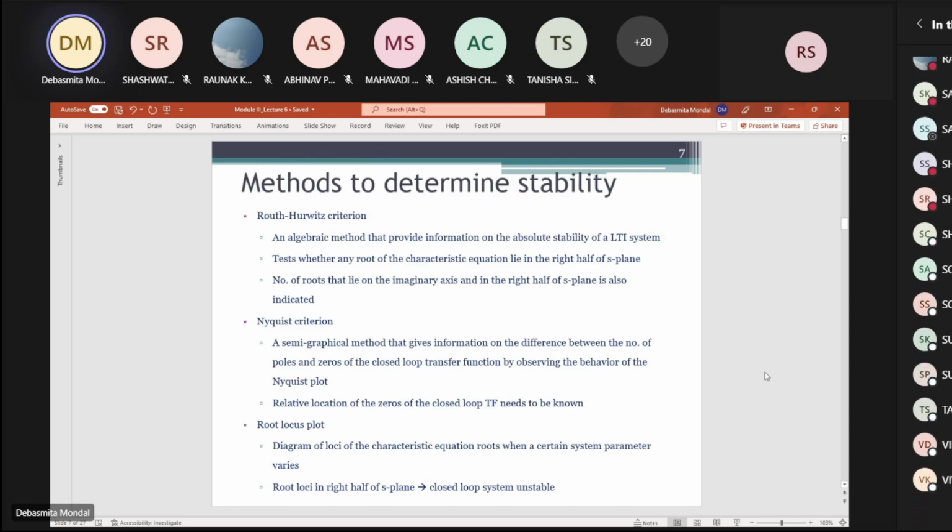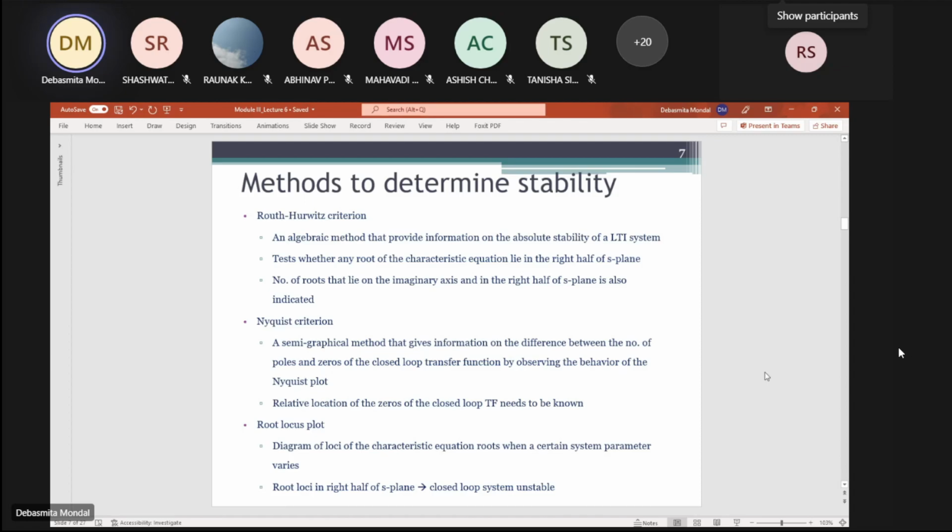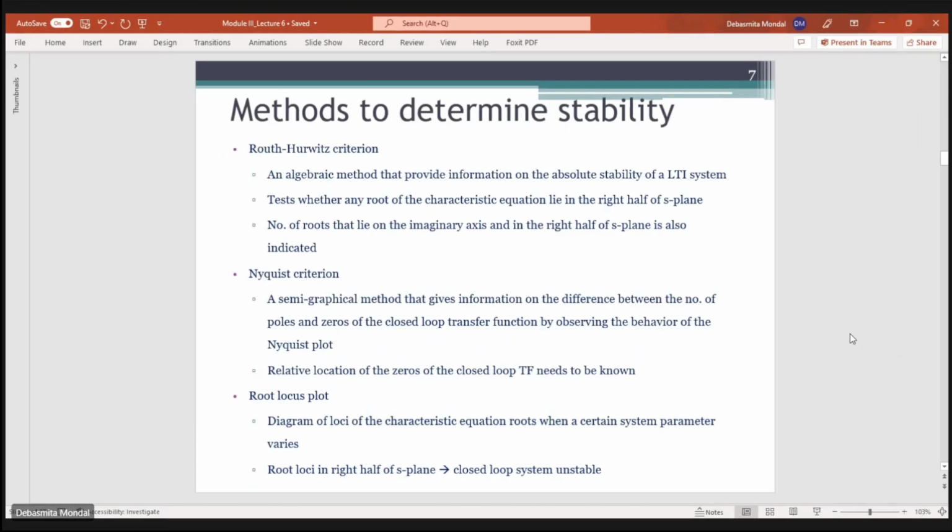Then we also have the Nyquist criteria. This Nyquist criteria is a semi-graphical method and it provides information about the difference between the number of poles and zeros of the closed loop transfer function. If you observe the behavior of the Nyquist plot, from there you can find out the difference between the number of poles and zeros and the relative location of the zeros of the closed loop transfer function.